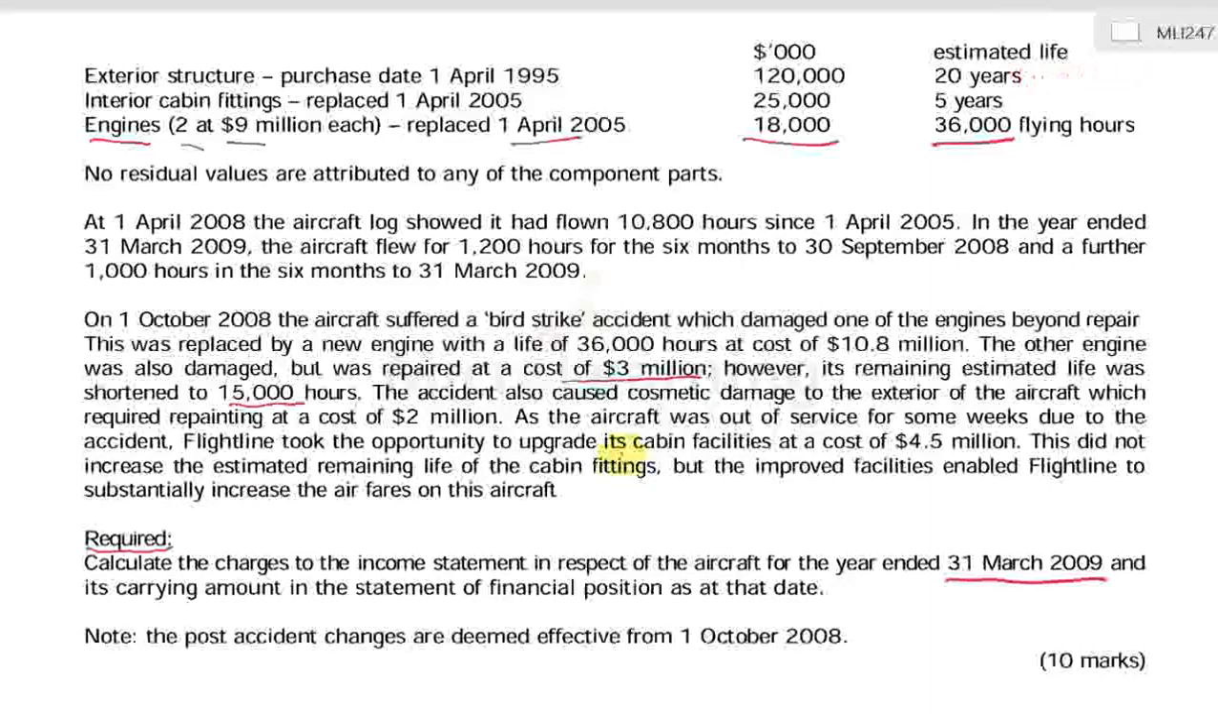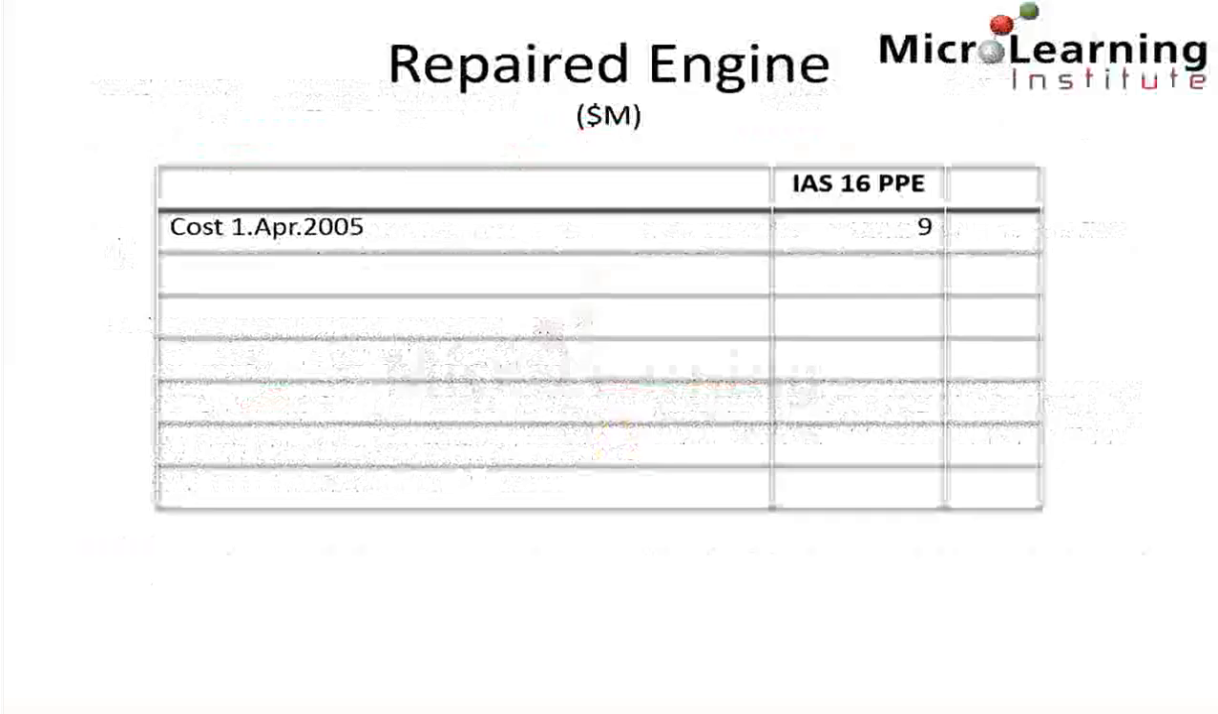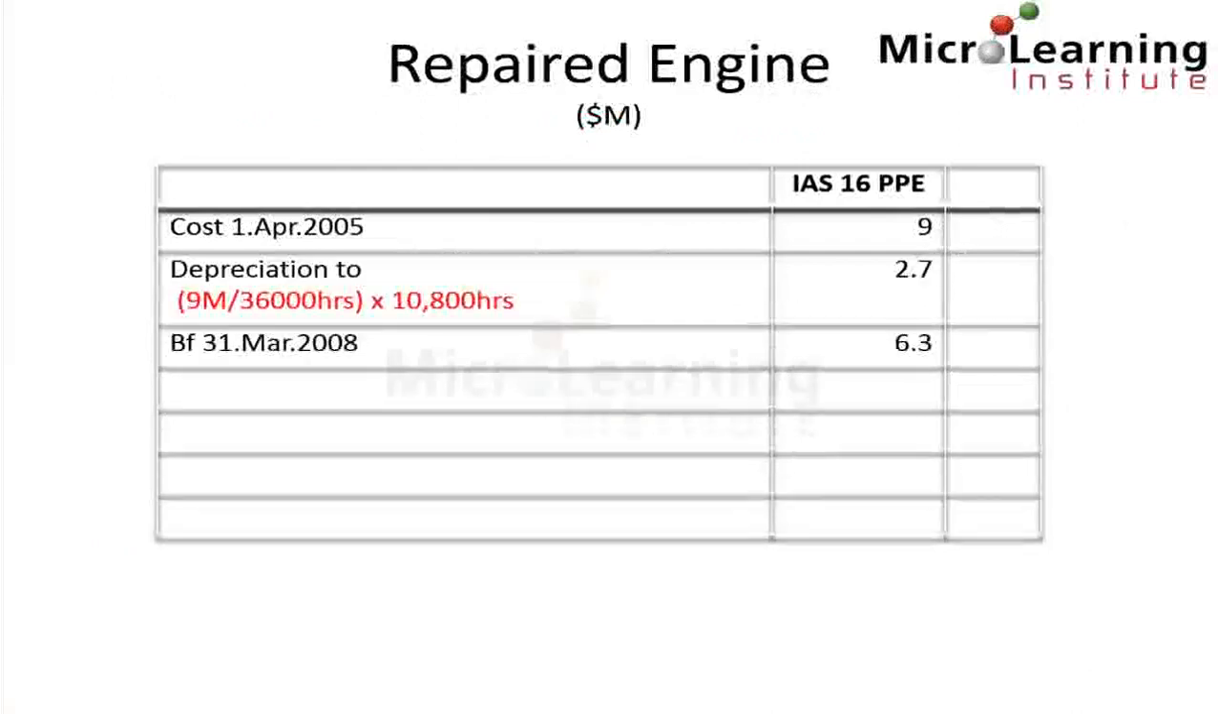We are told that this other engine was also damaged, but it was repaired at a cost of $3 million. However, its remaining estimated life was shortened to 15,000 hours. Again, for this repaired engine, the cost on the 1st of April 2005 is $9 million. And as per the previous engine, we recognise depreciation to give us a balance brought forward on the 31st of March 2008 of $6.3 million in relation to this engine.